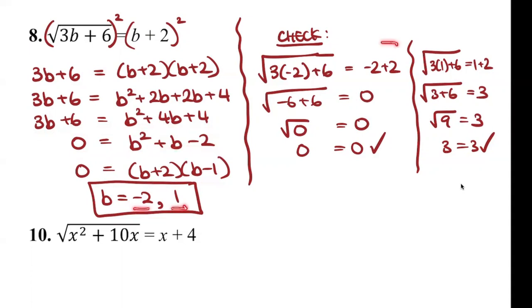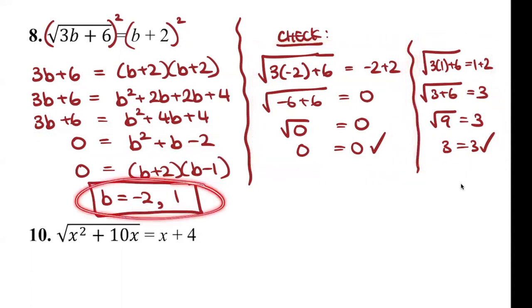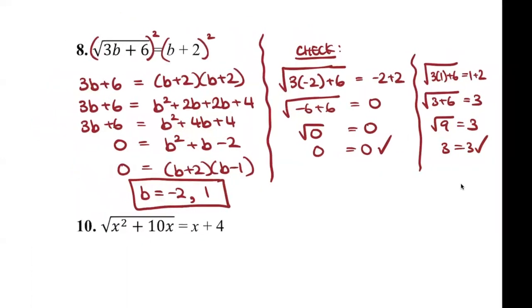And when I checked −2, it worked. 0 is equal to 0, that's true. And when I plugged in 1, 3 is equal to 3, that one worked. So I actually got 2 solutions on that one. All right, and that is it for lesson 4.